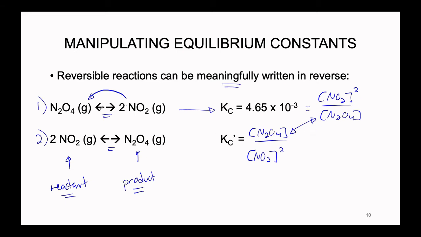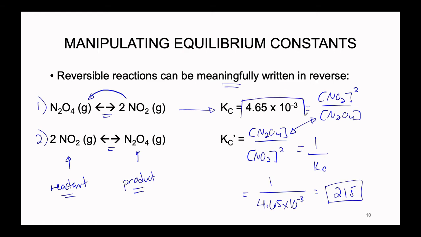So in other words, if you have a reaction that is written in one given direction, like our N2O4 decomposing into 2 NO2s, if you reverse this reaction, your new equilibrium constant will be equal to 1 over your old equilibrium constant. So our new equilibrium constant is going to be equal to 1 divided by 4.65 times 10 to the negative third, and this is going to give us a value that is equal to 215.